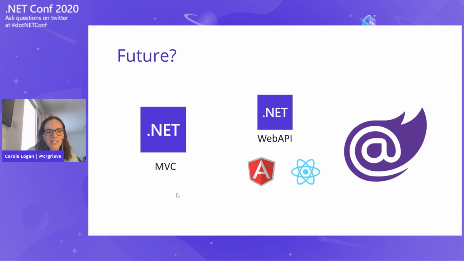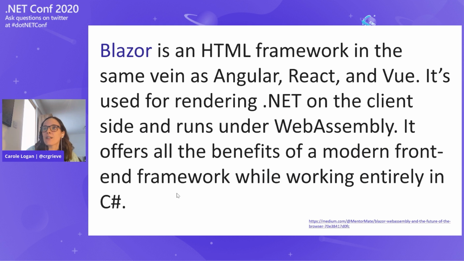So something that has really caught my interest as a .NET developer has been Blazor, because it seems to, at least, give us the best of both worlds, where we can write our .NET code and still have that single-page application functionality. So what is Blazor? Blazor is an HTML framework, kind of along the same vein as Angular and React and Vue, and it's used for rendering .NET on the client side using WebAssembly. The bit that really got me as a .NET developer was this part here. It offers all the benefits of modern front-end frameworks while working entirely in C#.